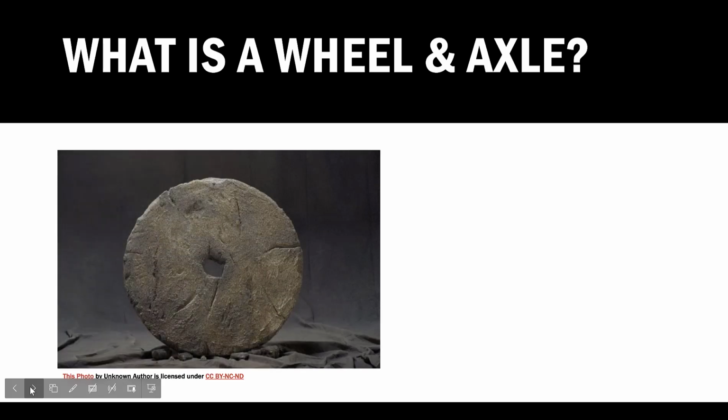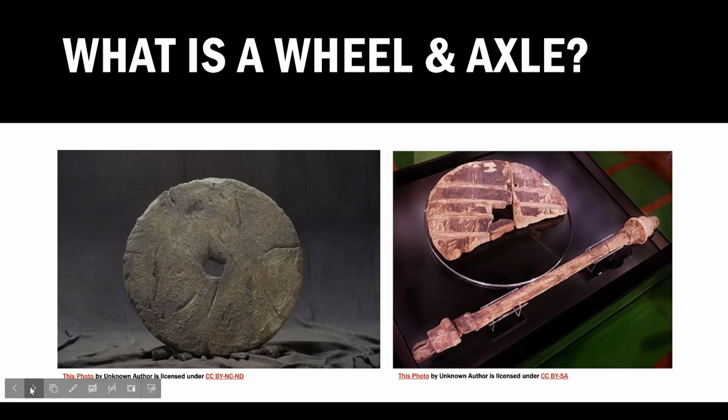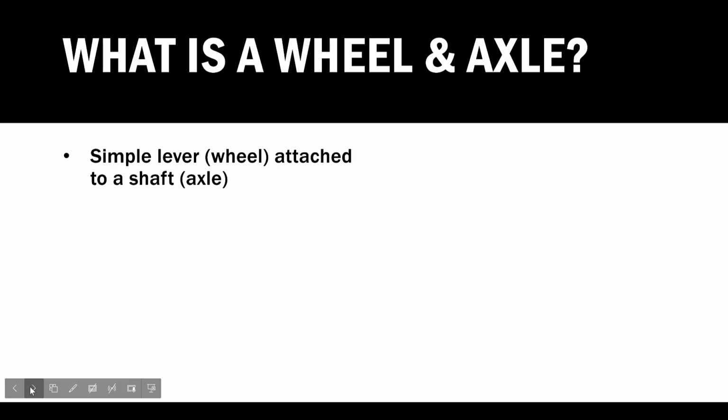The invention of the wheel was probably the most important invention by humankind, but when people put an axle through the center, it made that invention even more valuable. So, one of the greatest innovations of all time. A wheel is actually just a very simple lever, and it's attached to a shaft, which we call the axle. A wheel and axle is to help you move or lift an object by rolling.